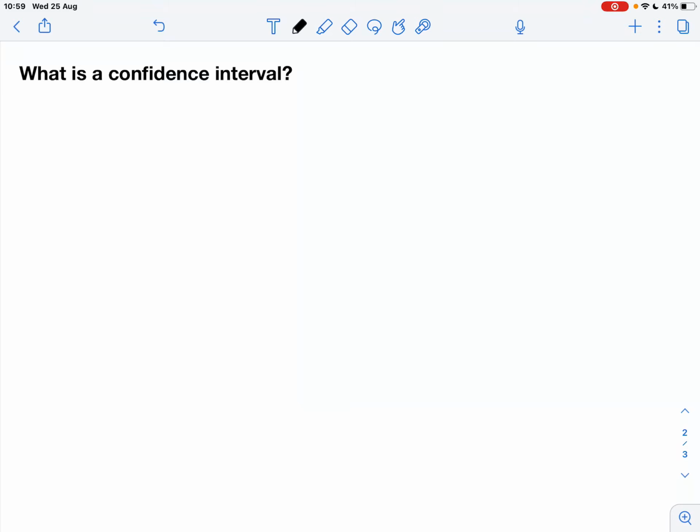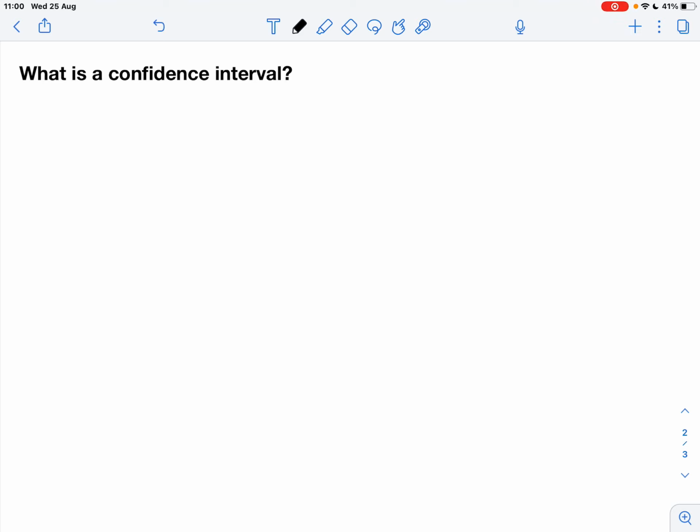Hello everybody. In this tutorial I want to discuss with you the concept of a confidence interval: what it is, why it is such a useful concept in data analysis, and what the general idea behind a confidence interval is. And to start with, let's look at how we make observations.